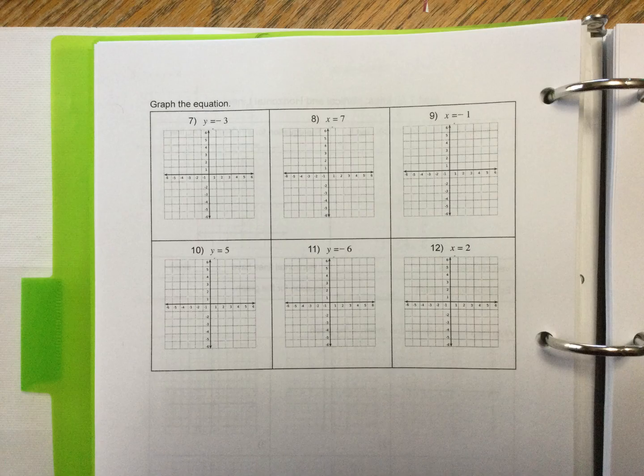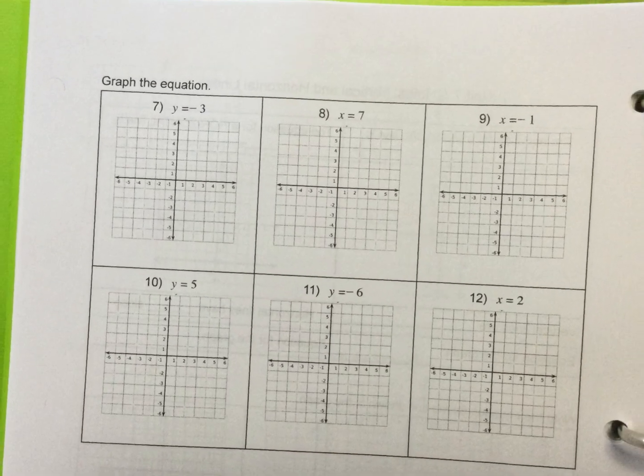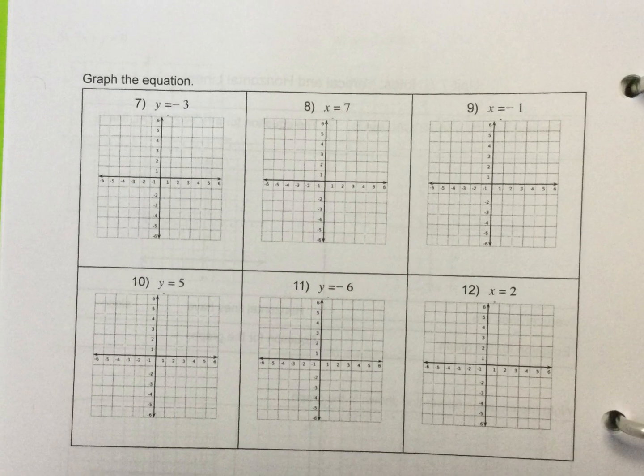All right, on this page, we're going to draw the graphs. So the first one tells me y is negative 3. So I'm going to come on the y line, which is up and down, and put a dot right here. When I put a dot there, I always draw my line side to side.